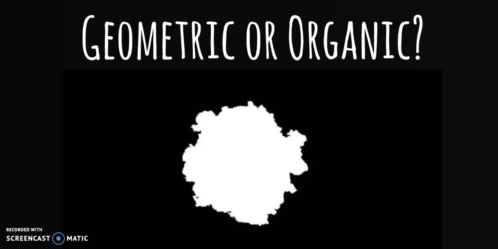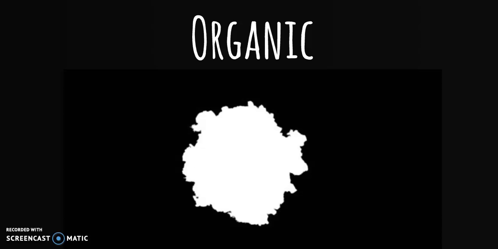Now, what about this shape? Is this shape geometric or organic? If you said organic, you got it right. This shape is irregular around the edges. Some people might say it's a cloud, some people might say it's a blob, but it has no formal given mathematical name.